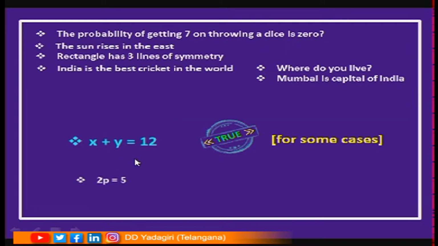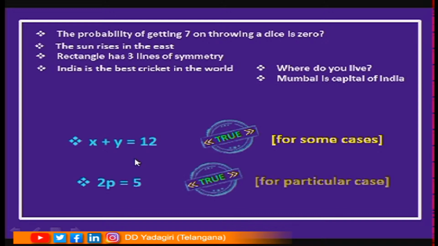Now, have a look at this sentence, that is 2p is equal to 5. Now, is it true? Yes, it is also true, but only for one particular case, that is the value of p is 5 by 2. Apart from that, you substitute any value, this is not true. So, that means, if you see these two mathematical sentences, I can say they are true only on certain conditions, they are not totally true.